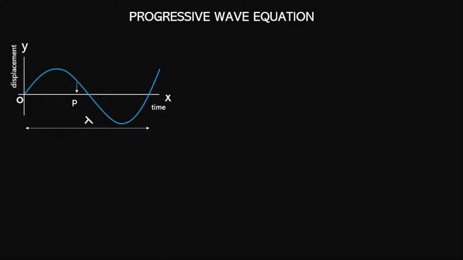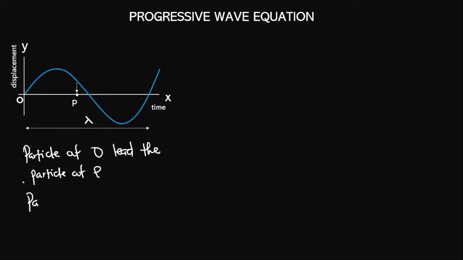If the wave moves from, let's say, left to right, the particle at O is first before the particle at P. If the wave is being generated, the particle at O will be displaced first before the particle at P is displaced later on. So we say that the particle at O leads the particle at P, or we can say the particle at P lags on O.